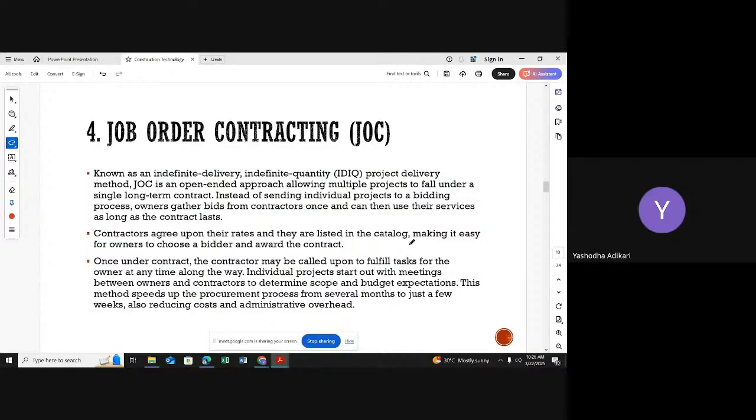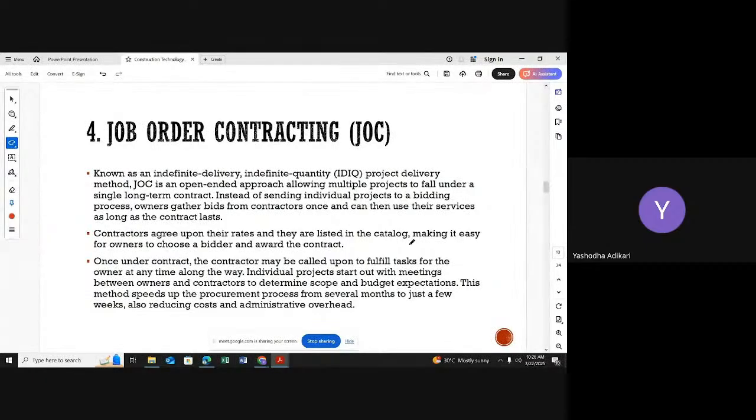In here, in the JOC method, it's a little bit different. Right? We are telling them to sign the contract for a long-term period of time, not only for one project. The project agreement is signed as a long-term method. That is the job order contracting method. Sometimes for another 2-3 projects.